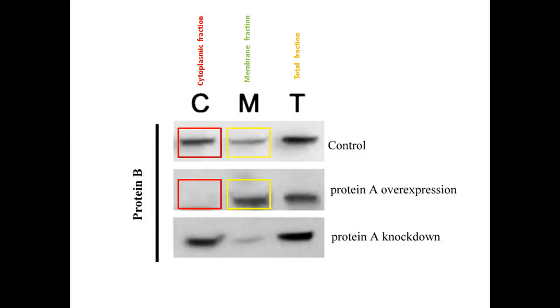Again, to prove it in the reverse way, we can do a different experiment. Like we can knock down protein A, and in that knockdown condition, we can check the level of protein B. And you can see in this condition, protein B is present in the cytosolic fraction mainly, but not in the membrane fraction. So from these couple of observations, we can say that protein A is actually helping protein B to be localized into the membrane. So this is a utility of C100P100 assay.